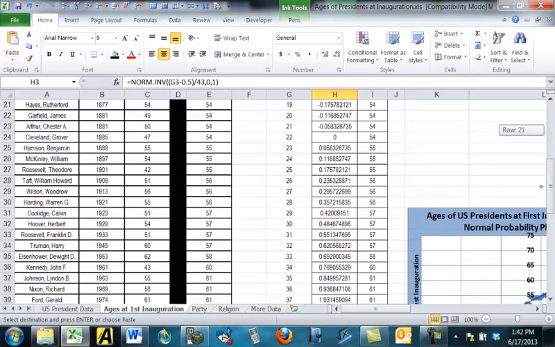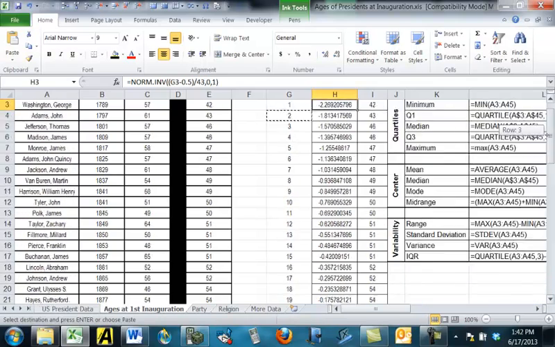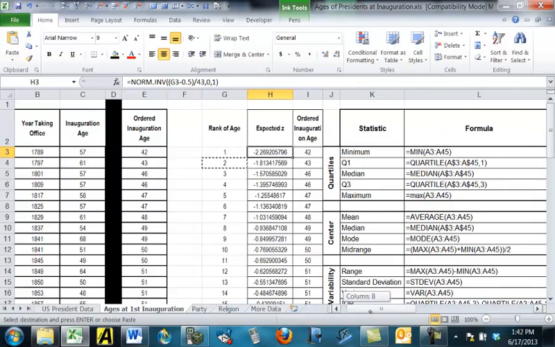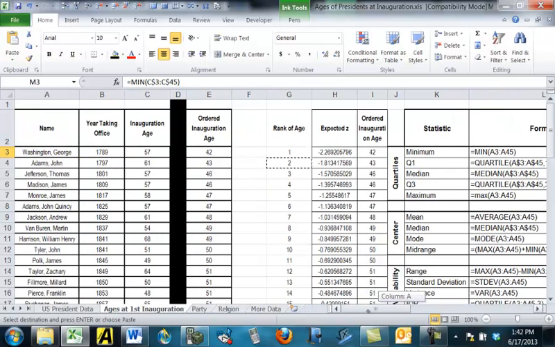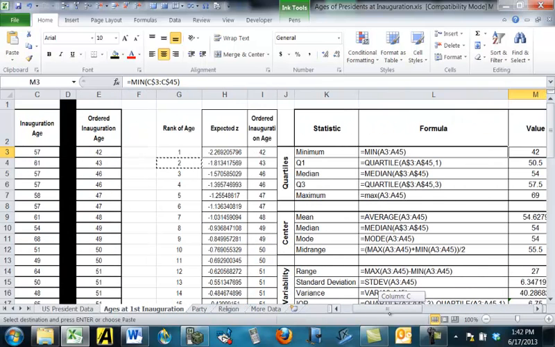So also over here I've figured out some descriptive statistics. These are the formulas that I'm using. So min A3 to A45, C3 to C45. Well, actually it's C, not A.